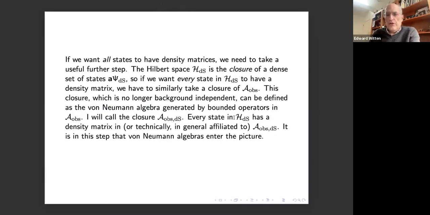Every state in this Hilbert space has a density matrix in this von Neumann algebra, technically affiliated to the von Neumann algebra. It's in this step that von Neumann algebras enter the picture. So until this page, we had an operator product algebra. Now we can talk about von Neumann algebras.